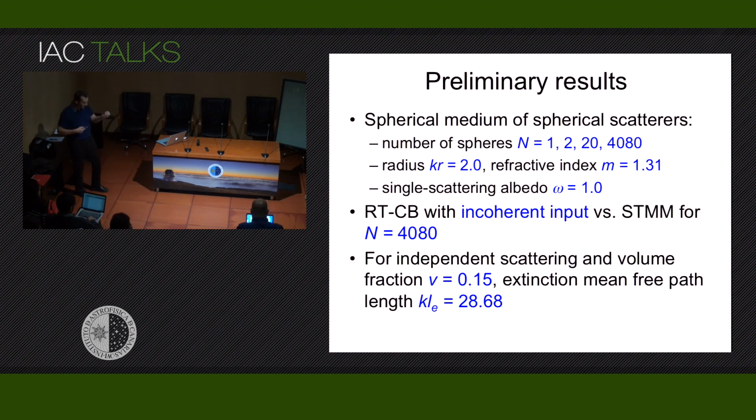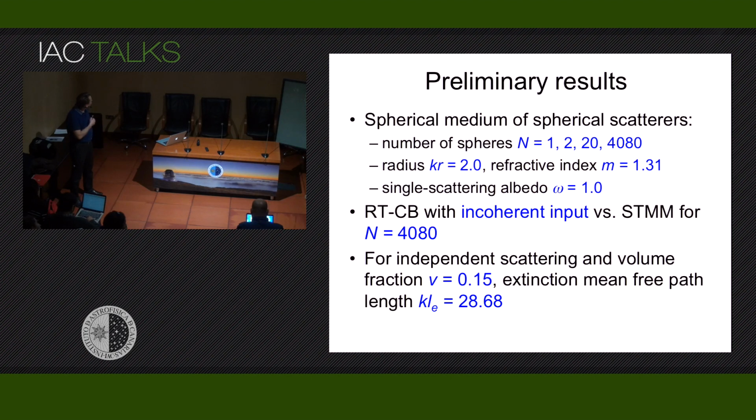The single spheres in the system are small, size parameter 2, that means 0.2 microns in radius, roughly speaking. Then the refractive index is that of ice. And let's forget about absorption in this comparison again. So the single scattering albedo is 1.